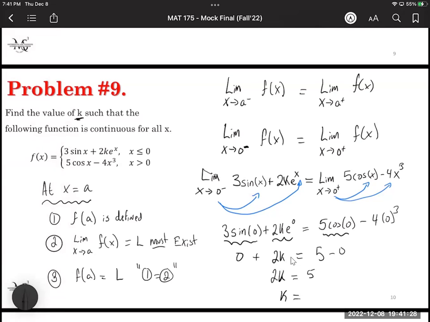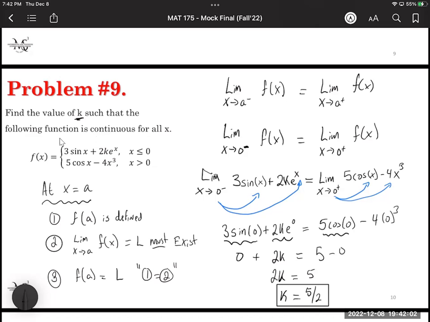So if the equation states 2k is equal to 5, then k must be what value? That's right, 5 over 2. And that's your final solution. That is the value of k that will make this function continuous for all x. The way to check it out by hand is that once you plug k into your piecewise function, and you check for continuity at x equals 0, then you'll see that all three of the conditions are true.